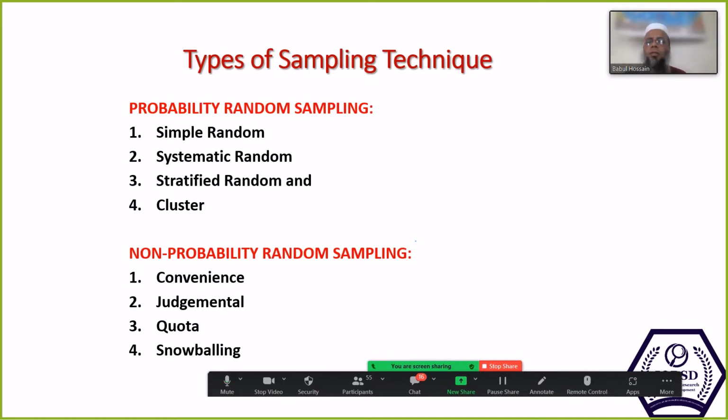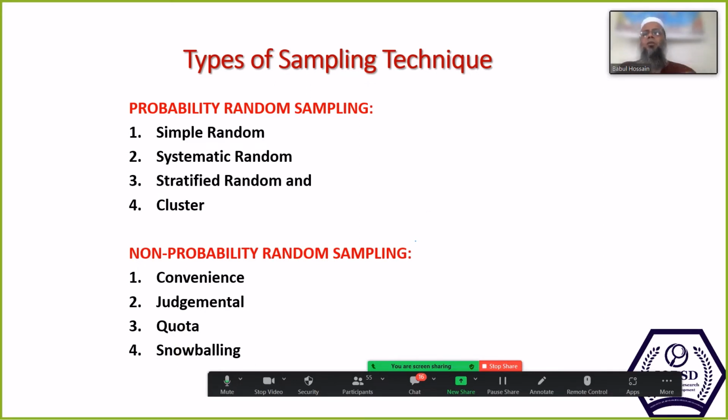So, non-probability sampling techniques. In probability sampling, we have four types: simple random sampling, systematic random sampling, stratified random sampling, and cluster sampling. And the non-probability sampling types are convenience, judgmental, quota, and snowballing.